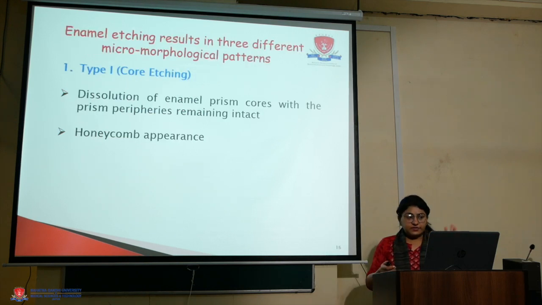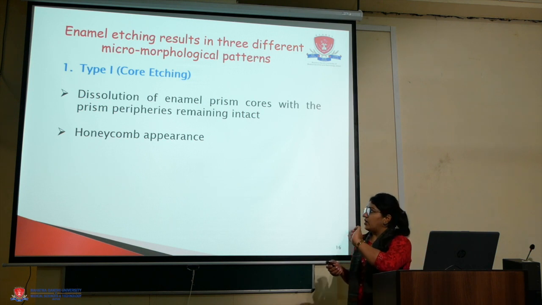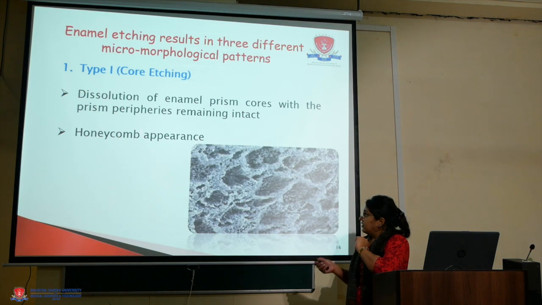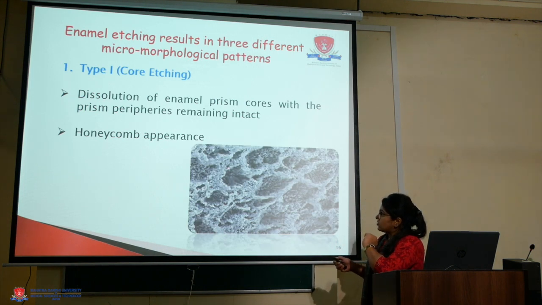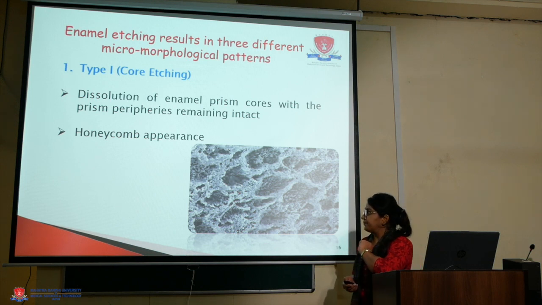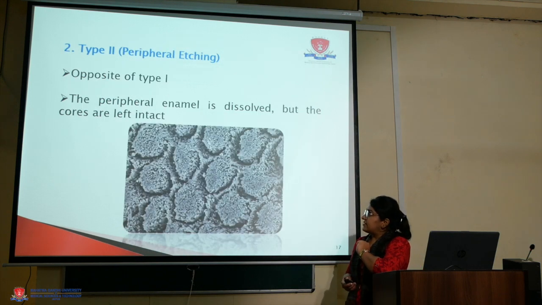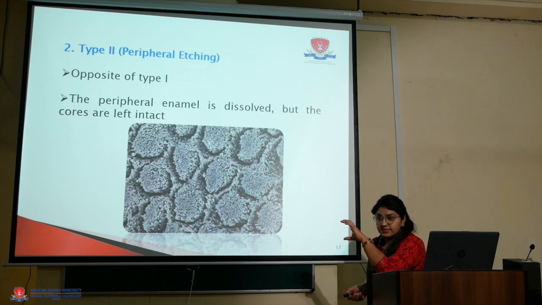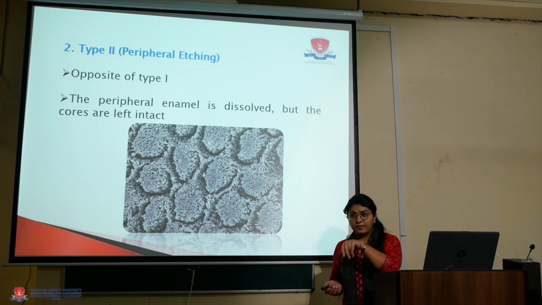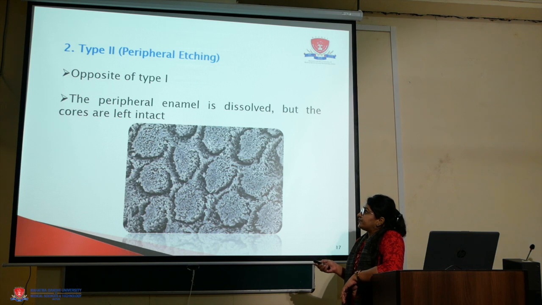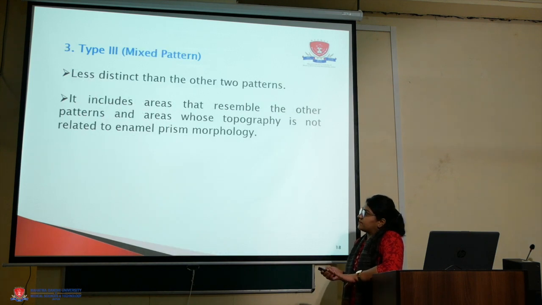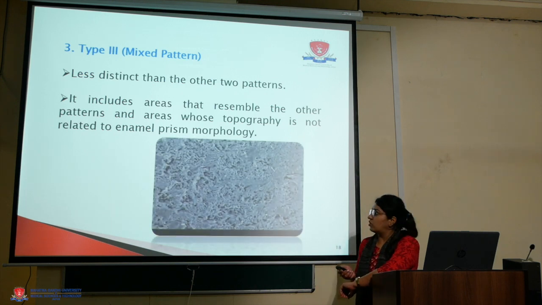And there are mainly three types of enamel etching patterns. The type 1 is the core etching. That is, here the core gets dissolved while the peripheries remain intact. So it gives a honeycomb appearance. The next is the peripheral etching. That means the core remains intact and the periphery is getting dissolved. And the third is a mixed pattern. So somewhere the periphery is getting dissolved and somewhere the core is getting dissolved.